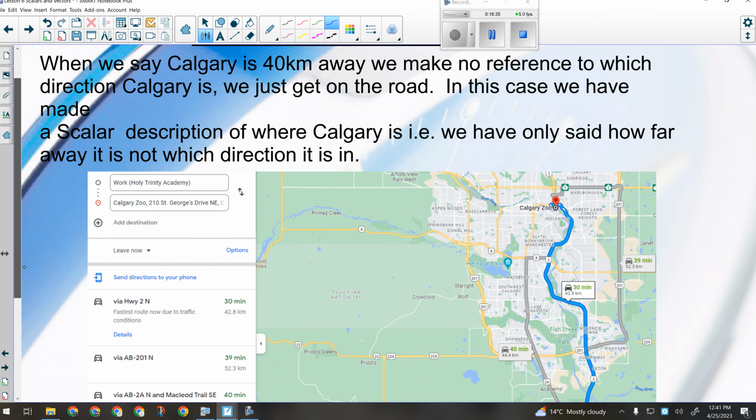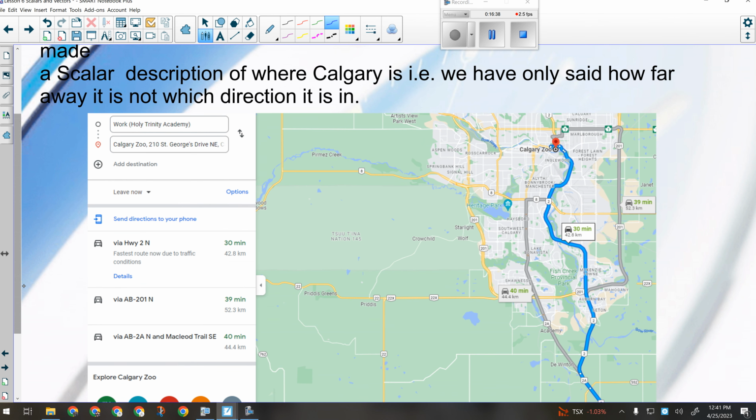Okay? So if I went to the Calgary Zoo, which is basically the center of Calgary, and I use Google Maps, it would tell me it's 42.8 kilometers, so 40 is close. And it would take me about 30 minutes. Does Google do this same calculation all the time? It does. It does the calculation we just looked at. B equals D over T all the time.